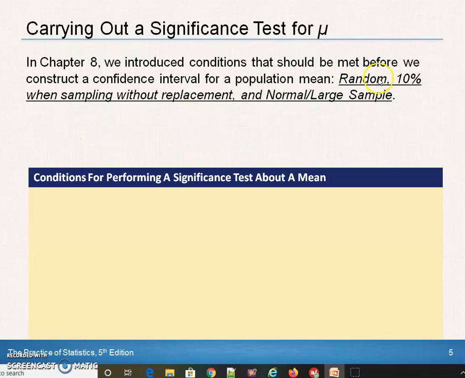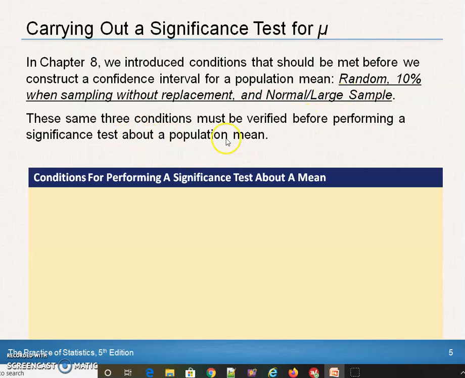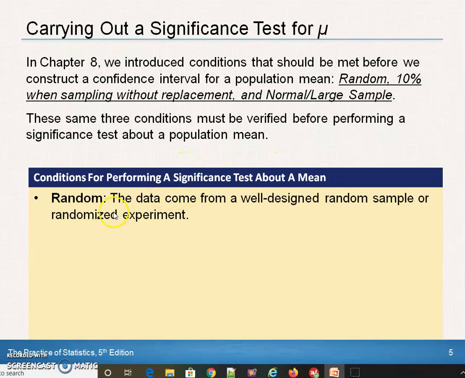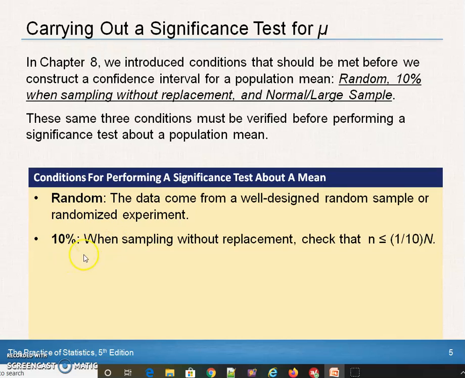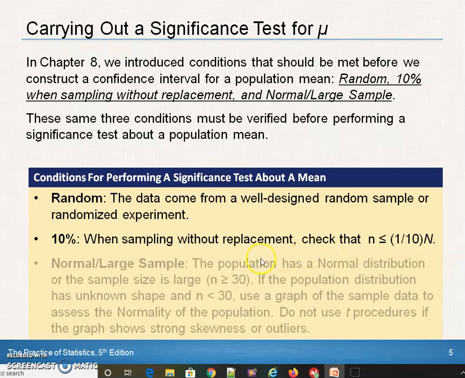We introduced the conditions: random, 10% when sampling without replacement, and normal/large sample. These three conditions must be verified also for this significance test. Normally, there's a statement in the problem that says this is a well-designed random sample. For the 10% rule, 10 times the sample has got to be less than the population; the sample's got to be less than, at worst equal to, 1/10 of that population, capital N.